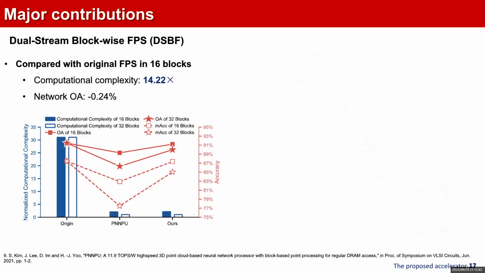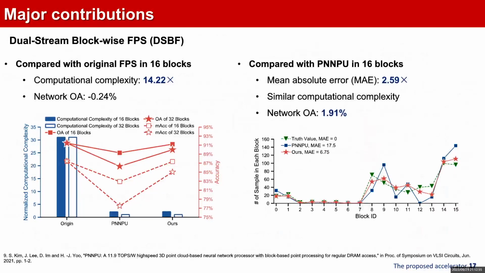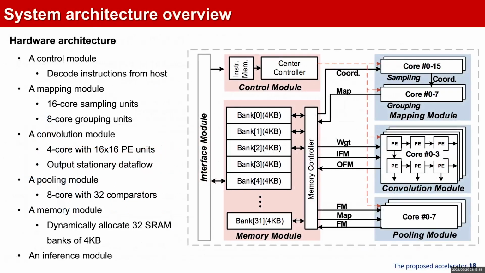When partitioning the point cloud into 16 blocks, compared with the original FPS, the proposed DSBF reduces computational complexity by around 14 times with few network accuracy losses. Compared with the NPU, in the distribution of the number of points among blocks, our red line has a smaller MAE and is more similar to the green line, which is the original FPS, and will achieve 1.91 times higher network accuracy with similar computational complexity.